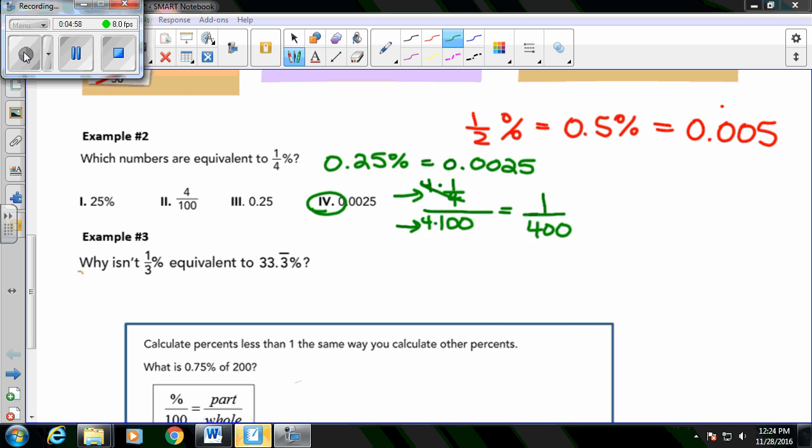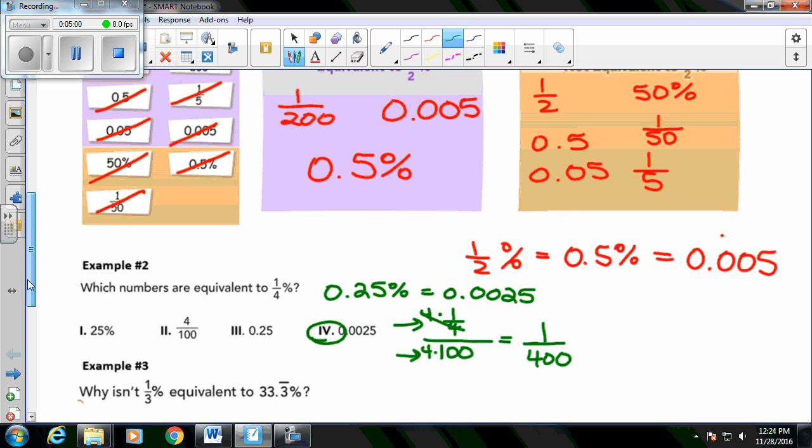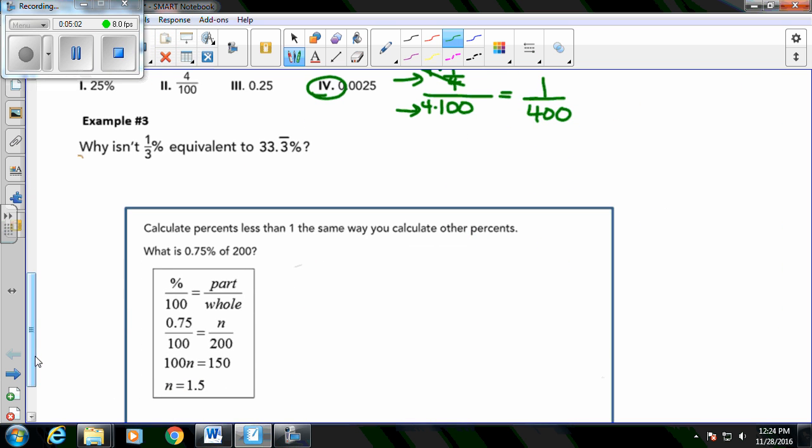Now let's look at this. Why isn't 1/3% equivalent to 33.3 repeating percent? Well, let's think about this. 1/3%, 1/3 we know is 0.3 repeating, with a percent. All I did was make a simple change. That's not the same thing as 33.3 repeating percent. 1/3 is a much smaller number than 33 and 1/3.